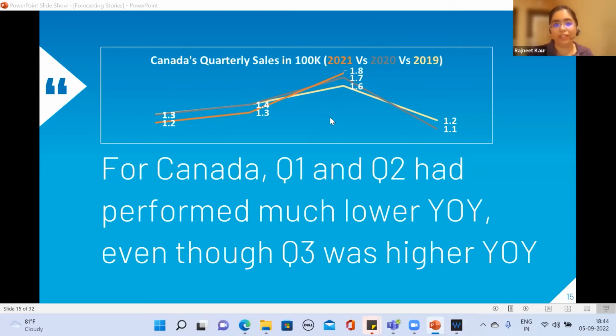Very true, Lalit. So what Lalit is saying is that if you see, Q3s are higher and these periods are lower, but each year is slightly higher than the previous year in Q3. So something interesting is happening, right?